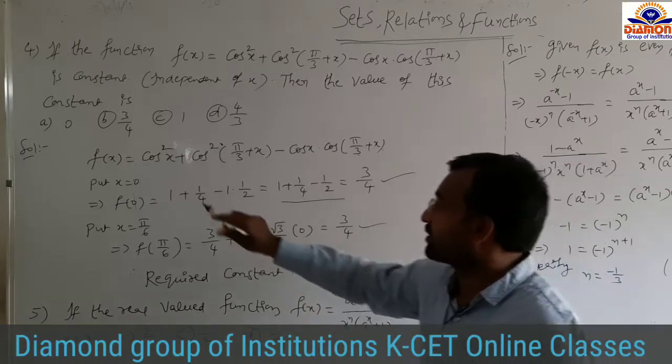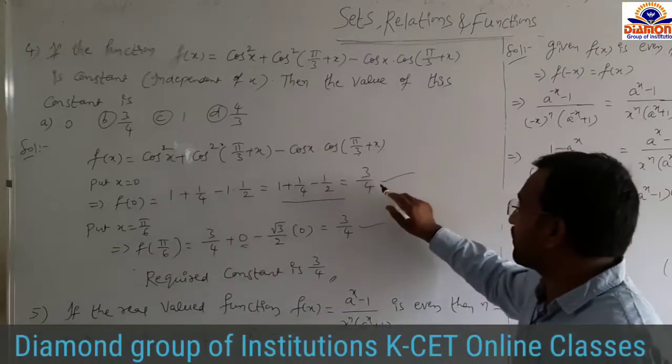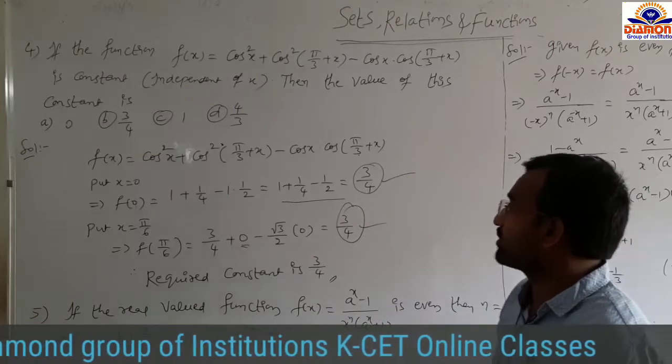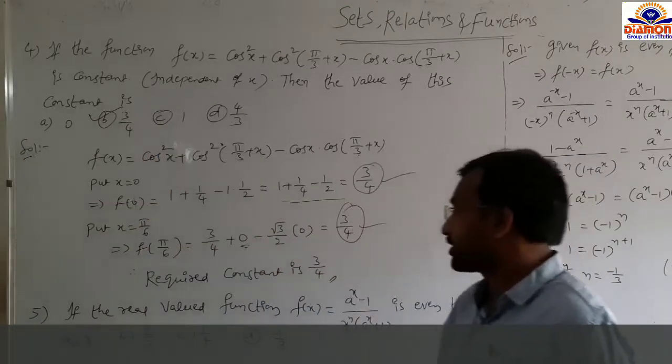So if you substitute x equal to 0 and x equal to π/6, 30 degrees, in both cases you get 3/4 commonly. That's why the required constant is 3/4. So option B.